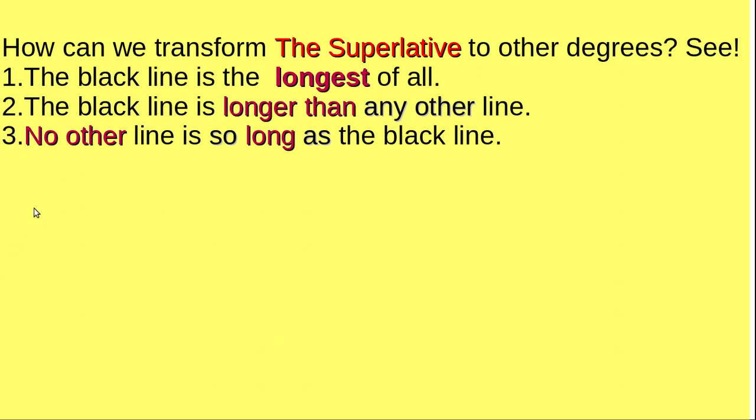How can we do it? See one example. The black line is the longest of all. Right. The black line is longer than any other line. How do we transform it here? See, the black line is longer than any other line. That means the black line is the longest of all. Right? No other line is so long as the black line. I think you got the idea.